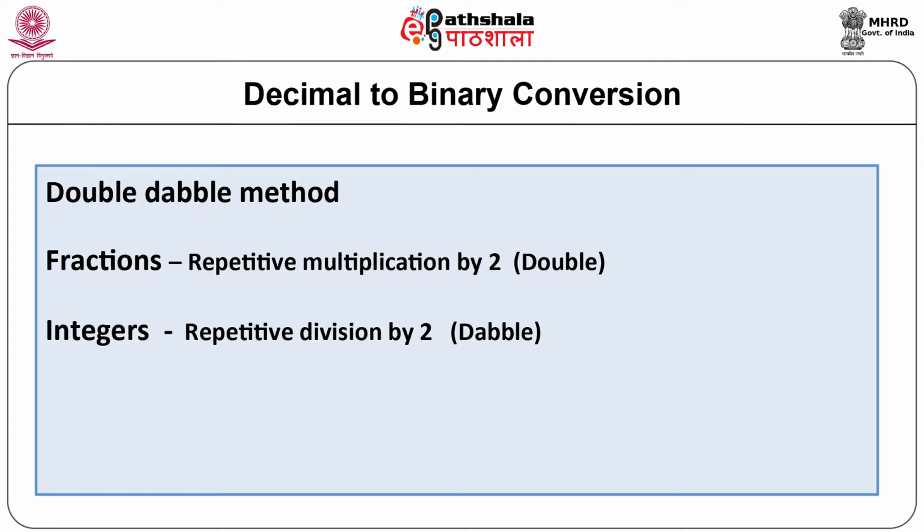For fractions, the decimal number is multiplied by 2 and the carry is recorded in the integer position. The carries are taken in the downwards direction, that is, from top to bottom. The process is stopped either after getting the fractional product as 0 or after getting 6 binary digits.